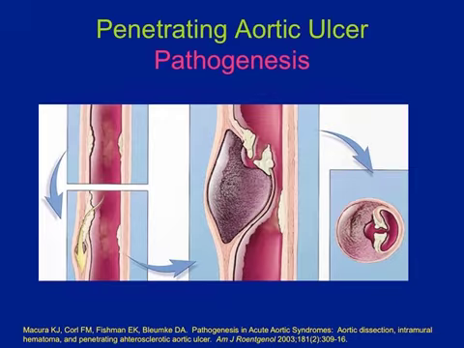The penetrating aortic ulcer is usually secondary to an atherosclerotic plaque, which leads to a deep ulceration causing an intimal tear. This is depicted in the picture on the left and in the middle. Subsequently, as a result of this tear, blood can enter into the medial layer, as seen on the bottom right. This can cause an intramural hematoma that is often seen accompanying a penetrating aortic ulcer.